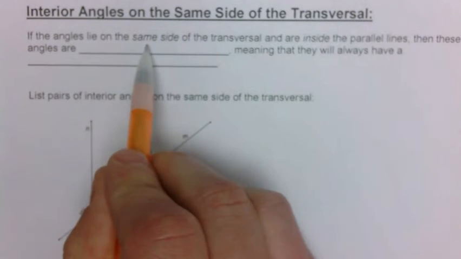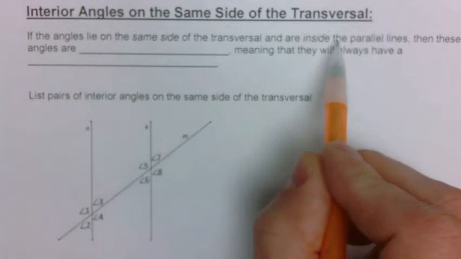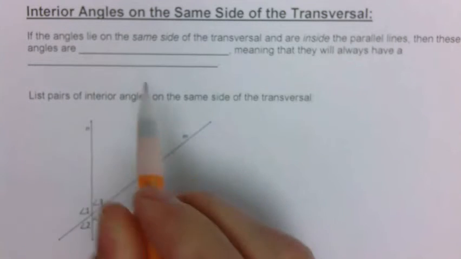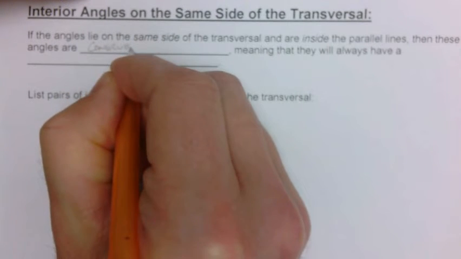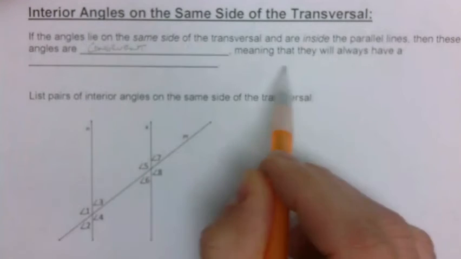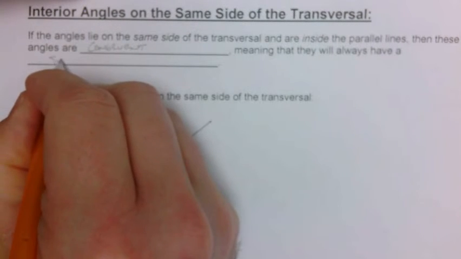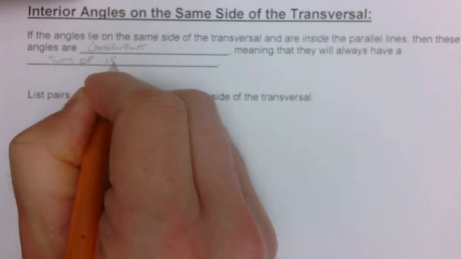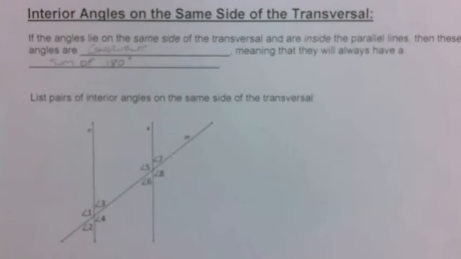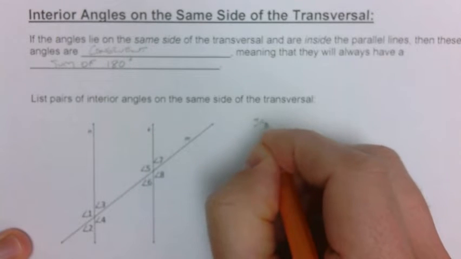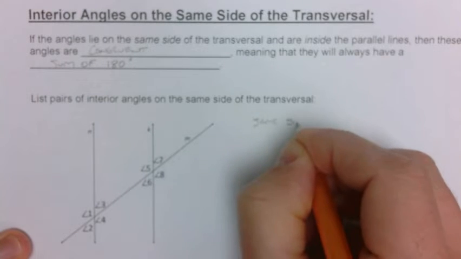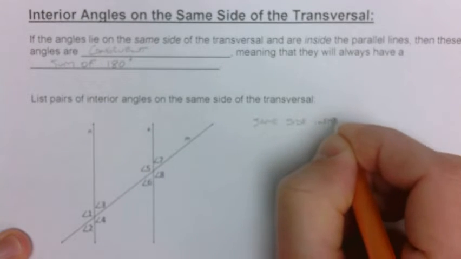If the angles lie on the same side of the transversal and are inside of the parallel lines, then these angles are supplementary. This means that they will always have a sum of 180 degrees. So if we list these, let's do the same side interior angles.